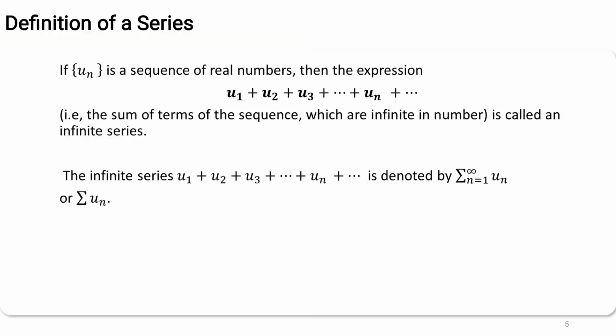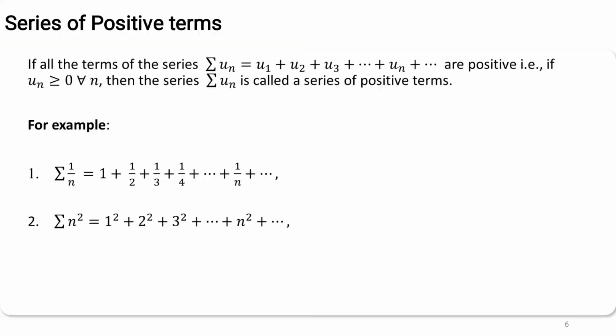The infinite series u1 plus u2 plus u3 plus etc. plus un plus etc. is denoted by summation n equals 1 to infinity un, or simply summation un. Series of positive terms: if all the terms of the series summation un, equal to u1 plus u2 plus u3 plus etc. plus un plus etc., are positive, that is, if un is greater than or equal to 0 for all n, then the series summation un is called a series of positive terms.